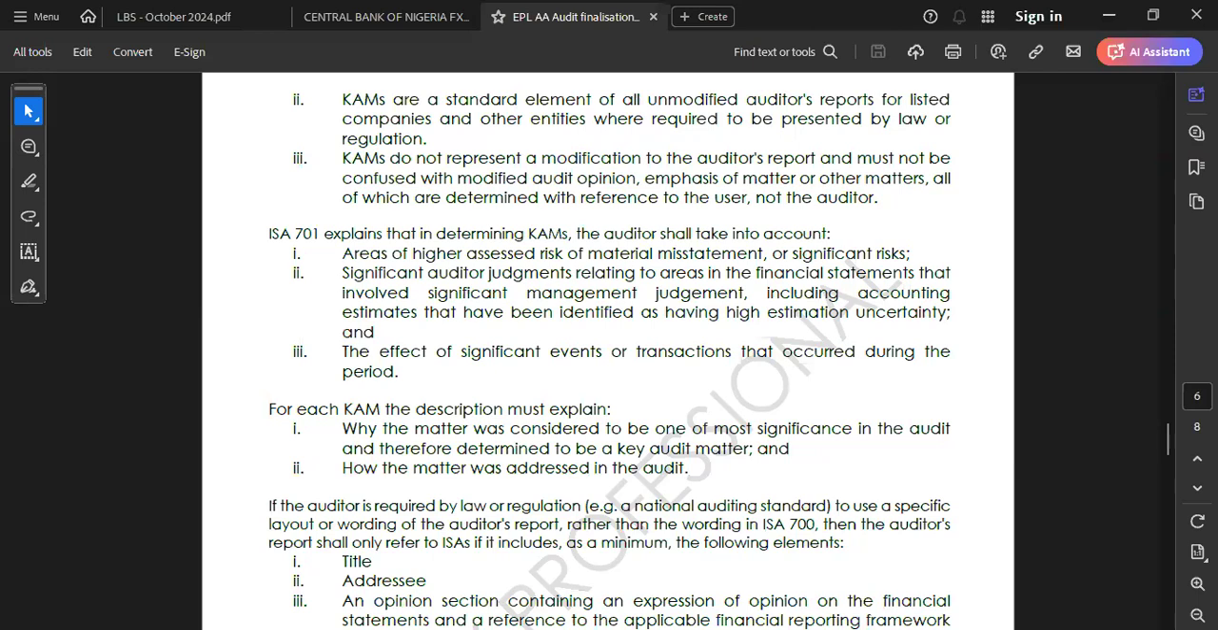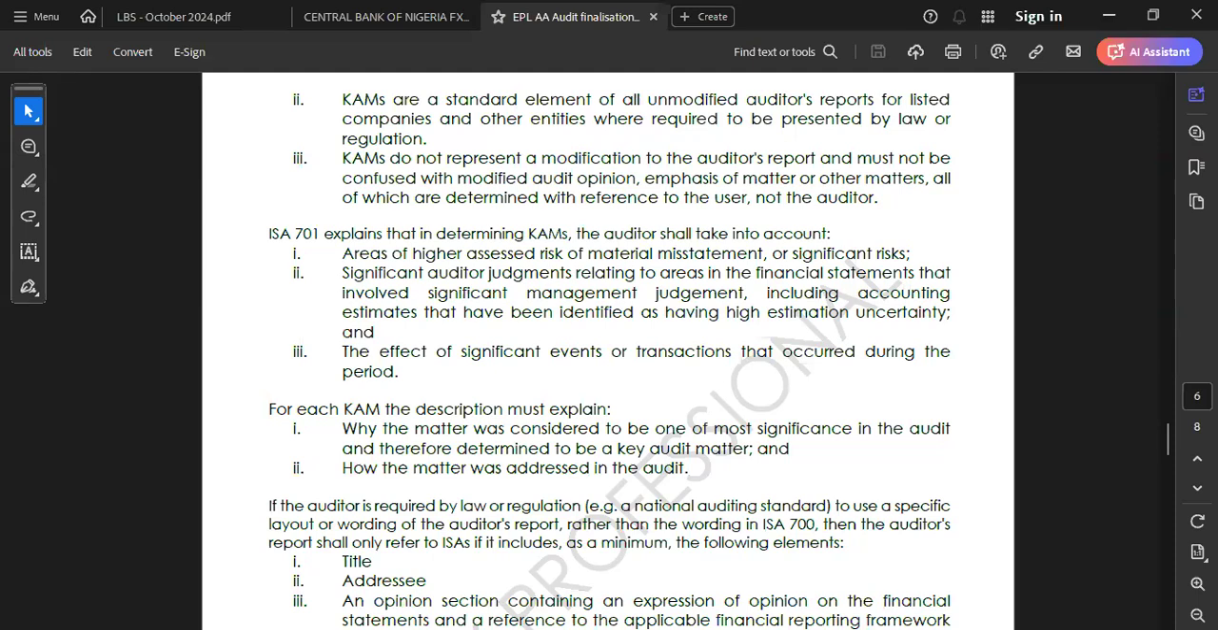Then the last area that can also be key audit matters is significant events or transactions that occur during the period. So there are some entities that, in the accounting period, maybe purchase a new business line or start a new product. Those can form key audit matters. So what we're saying here is that if in the course of the period under review the entity embarked on a significant transaction, maybe they acquired another firm or there was a merger, those are key audit matters. So those are what will form key audit matters.